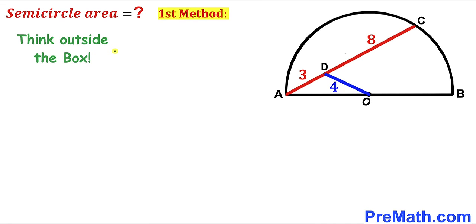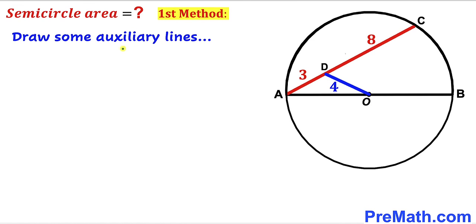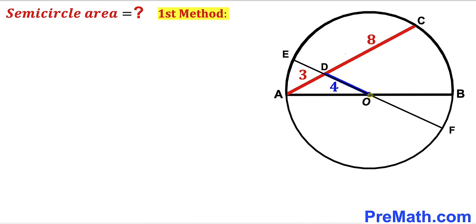We are going to think outside the box and focus on the full circle with the center O. Now we are going to draw some auxiliary lines to make our job simple, as you can see in this next step. We have extended this segment OD all the way to points E and F on this circle.